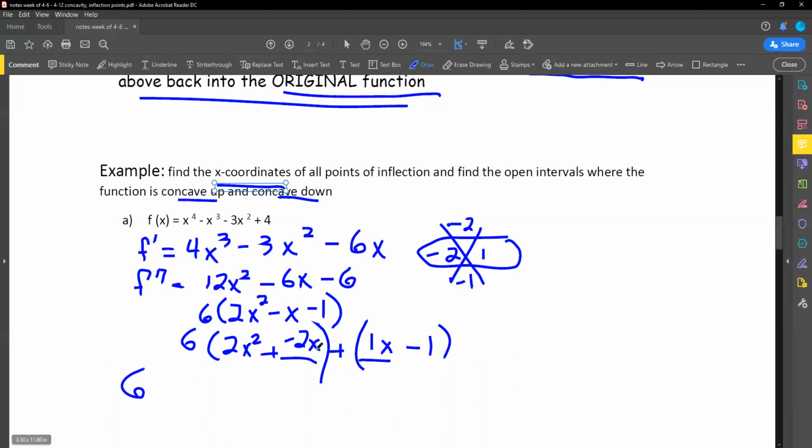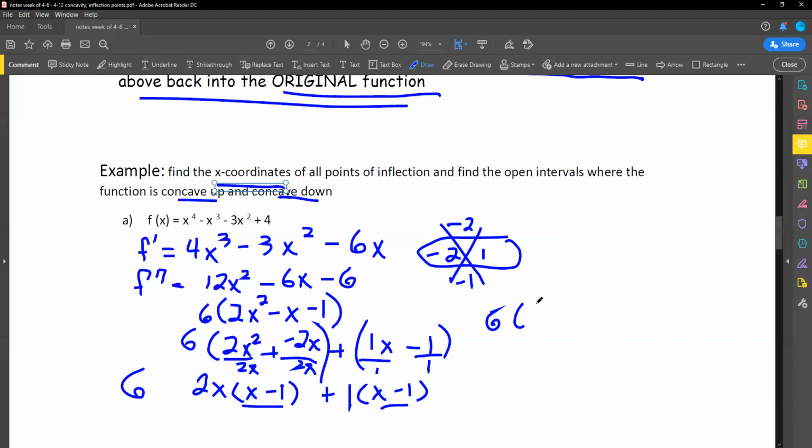So I can pull out a 2x in the first set. And if I divide by 2x, I'm left with x minus 1. The second set, I can't take out anything, but I can always take out a 1. It doesn't do anything, so you're left with x minus 1. And just like we expect, those factors need to be the same, and they are. So this becomes 6 times x minus 1, and behind, you're left with 2x plus 1.